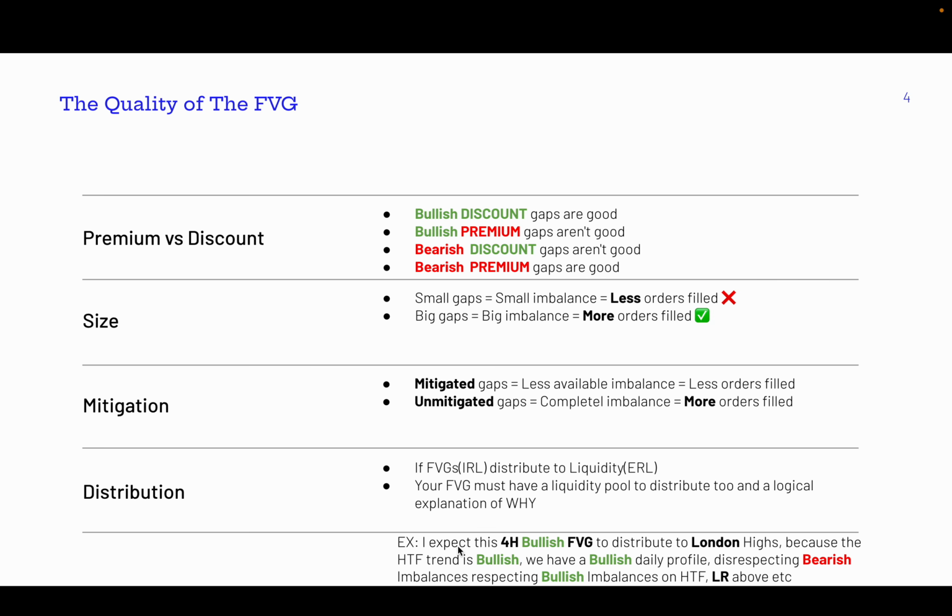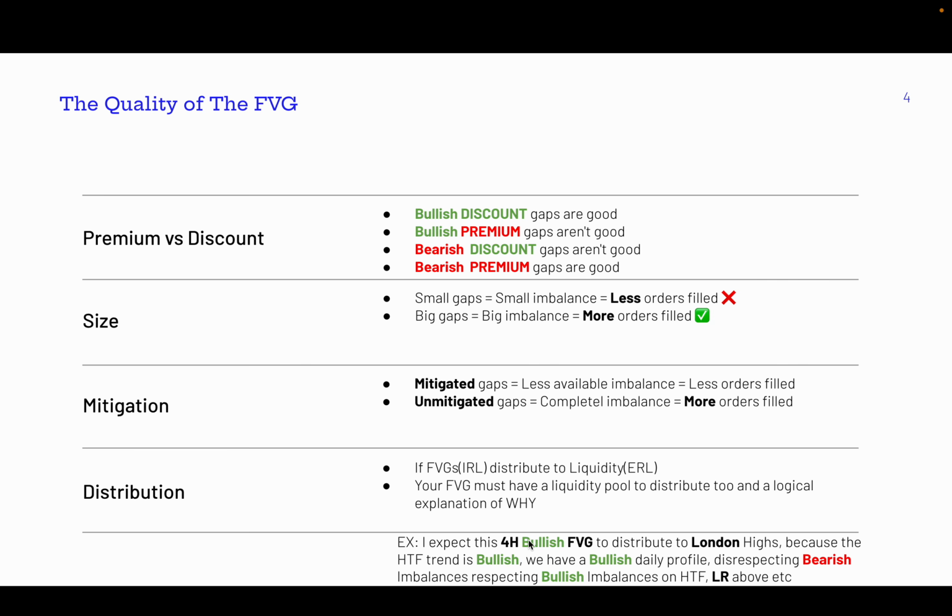So an example of this would be like, okay, we have a 4-hour bullish fair value gap, and we have London highs above. Okay, that's my fair value gap, that's my target. But why should we go to these London highs? Well, the high time frame trend is bullish. The daily profile is bullish. Let's say it's like Asia accumulation, London also accumulated, and now you'd expect New York to do the manipulation and distribution. On the high time frame, we're also consistently disrespecting bearish gaps and respecting bullish gaps.